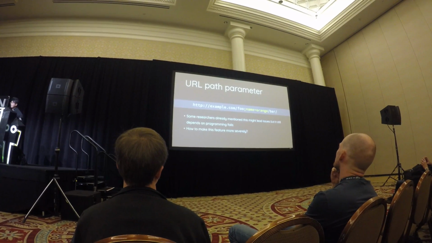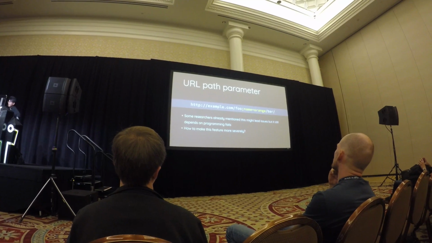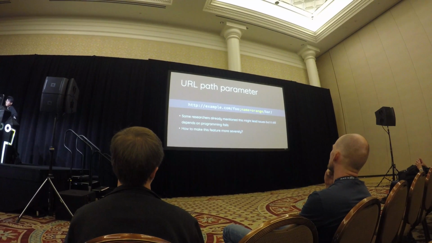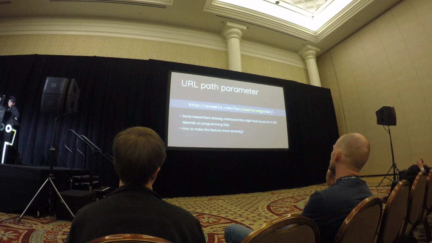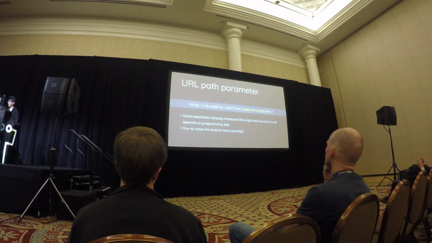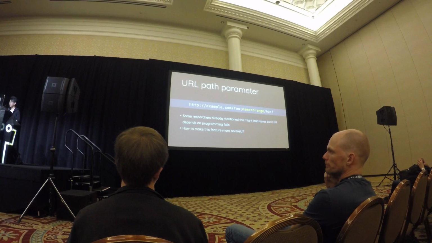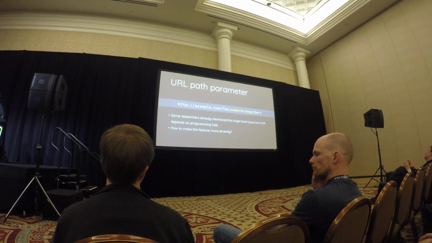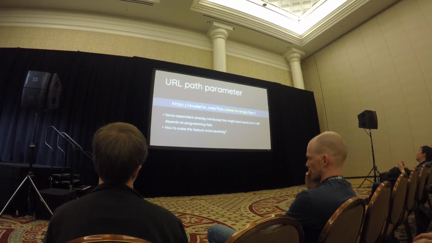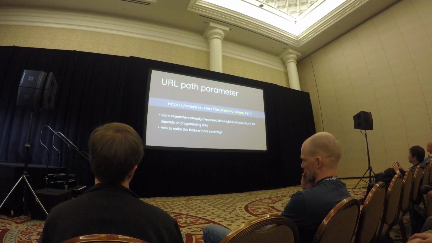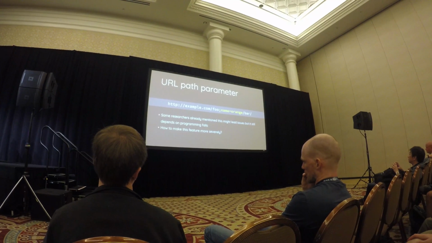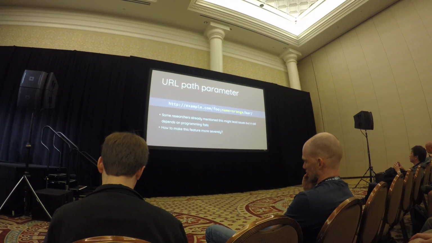We start with the HTTP feature, URL path parameter. It can define additional information for the specified path segment. Some researchers have already pointed out this feature may lead to security problems, but their concerns still depend on programming fails. When I saw this, I was thinking about how to make this feature more severe.